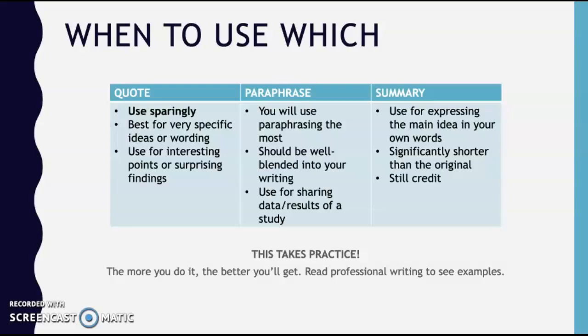Anyone new to APA style struggles with when to use quoting or paraphrasing or summary. The short answer is that this knowledge only comes with practice. The more you do it, the better you'll get. But reading professional writing is a great way to see how it's done. So when you're reading articles that you're going to cite in your own paper, pay attention to how the authors have cited other studies, so you can see examples of how it's done.